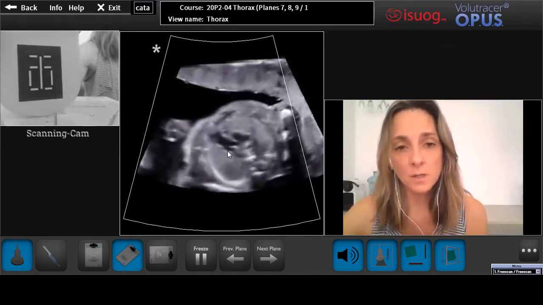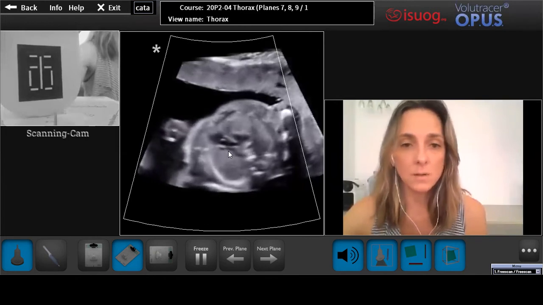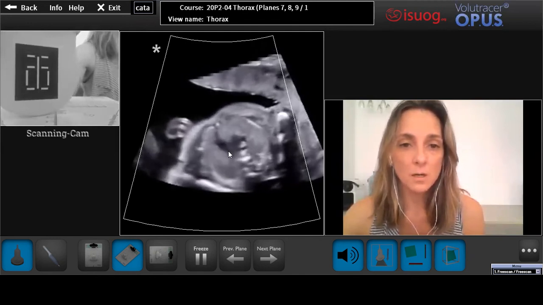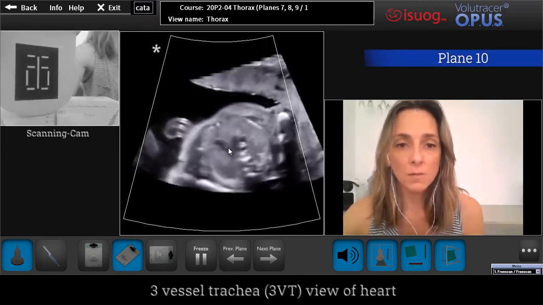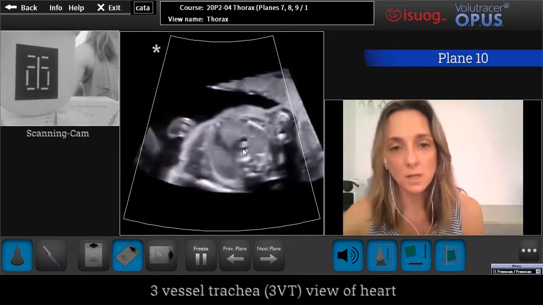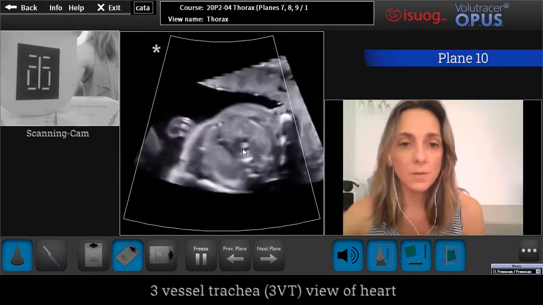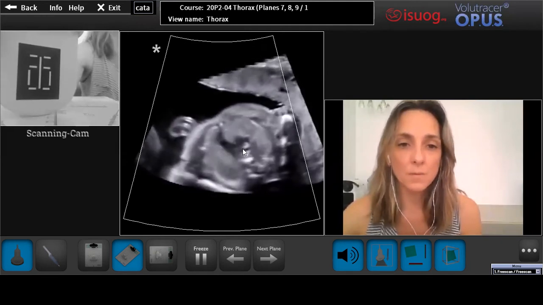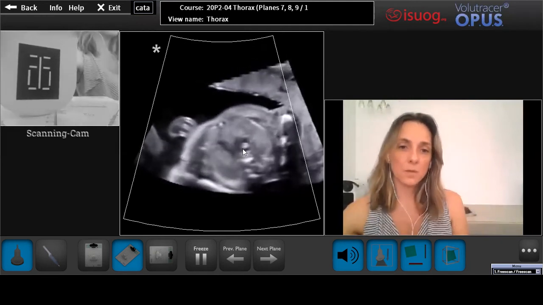And finally, to get to plane 10, which is the 3-vessel trachea view, you just slide your probe upwards, and here you can see the 3 vessels, the pulmonary, the aorta, and the superior vena cava. And also you can see this structure here, which is the trachea, to complete our view or our plane number 10. And with this, we finalize the checking of the baby's heart.